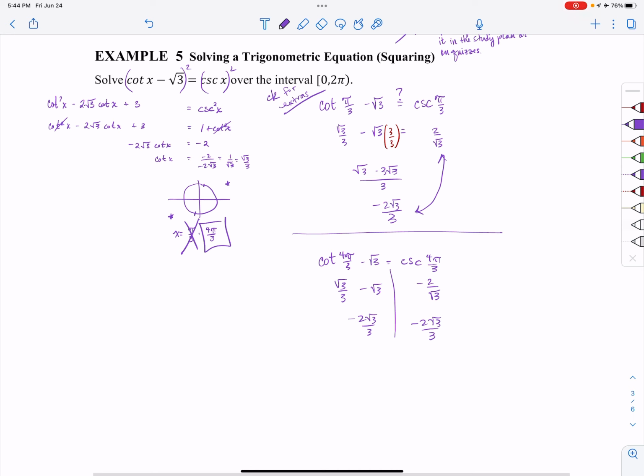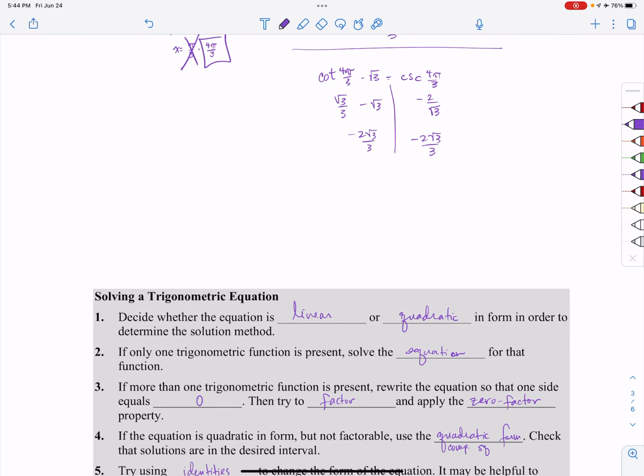So once again, if you decide to square both sides, it's rare, but if you decide to do that, make sure at the end that you check for any extra solutions. It's highly possible that you will have extra solutions.